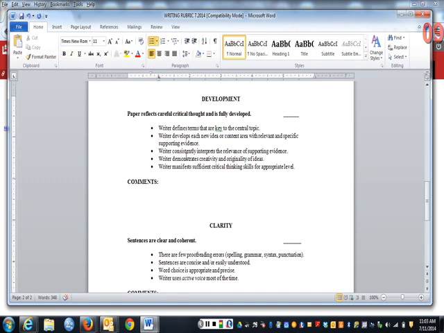The writer consistently interprets the relevance of the evidence. So you're going to say why this evidence is relevant here. And you're going to demonstrate creativity and originality of ideas. You don't want to just rehash old ideas. Now in a literature review, you may be doing that.